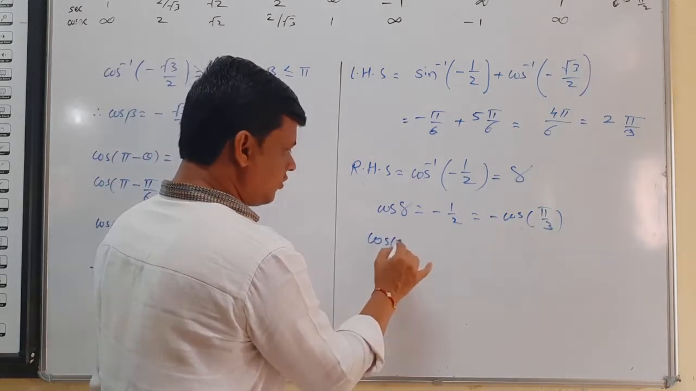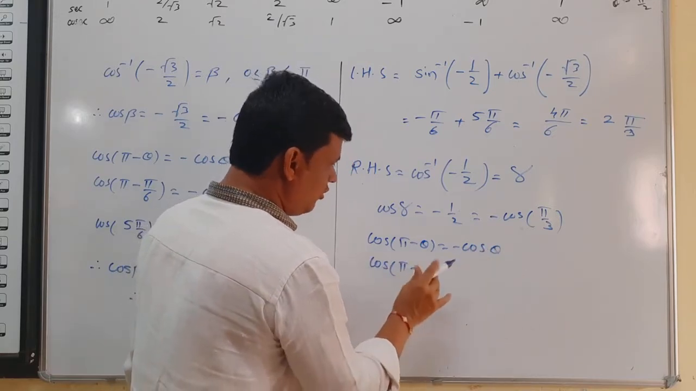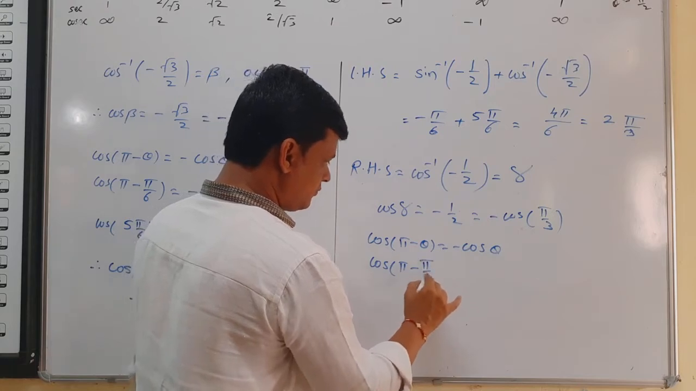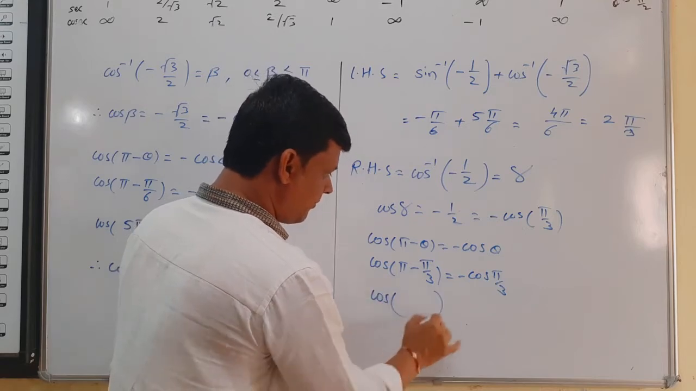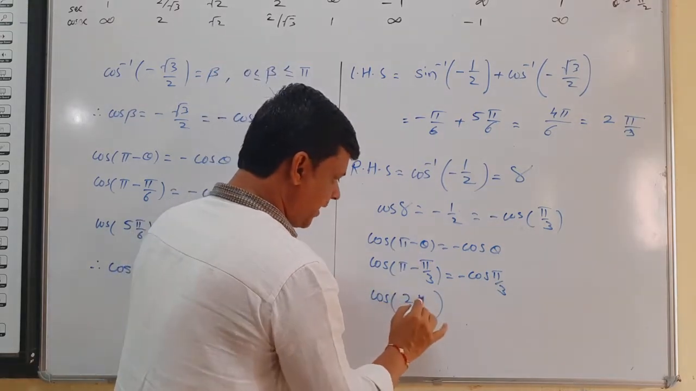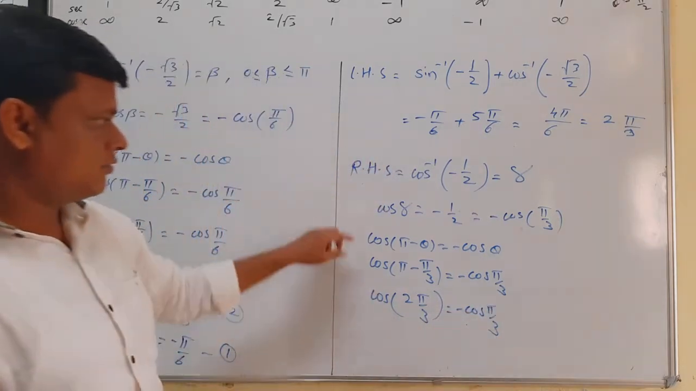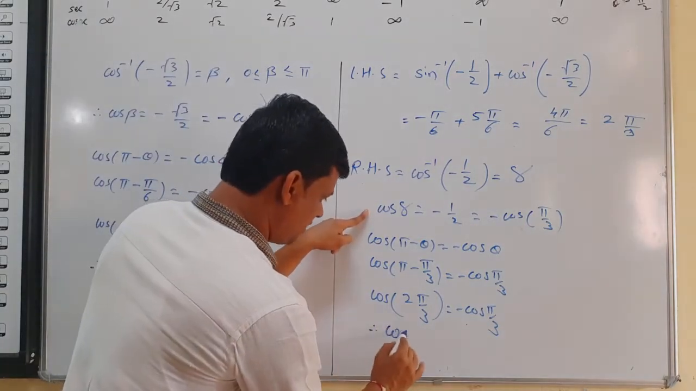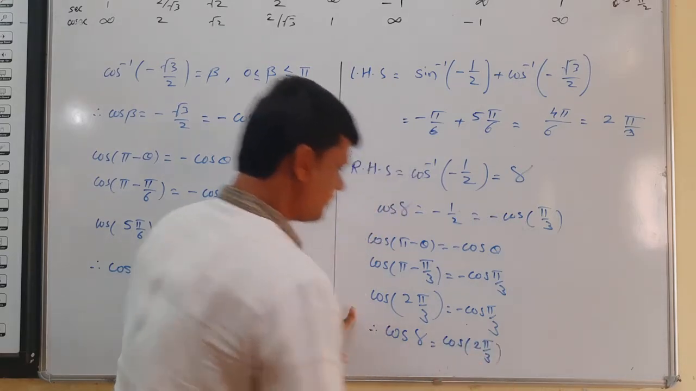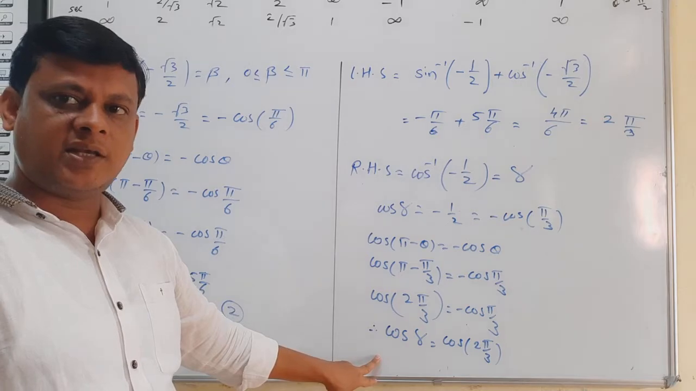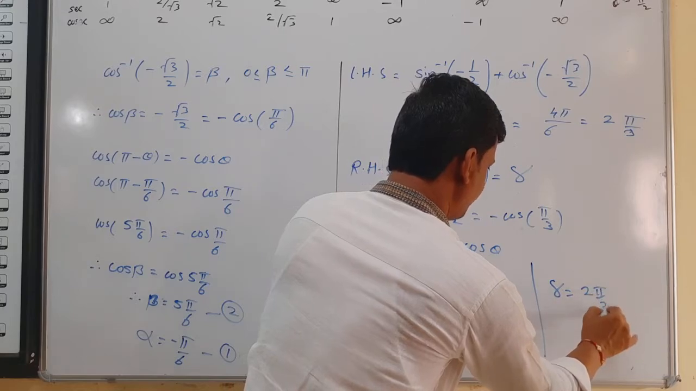So for that we again use cos of pi minus theta is equal to minus cos theta. Now substitute the value of theta as pi by 3. After cross multiplying we get the value 2 pi by 3 is equal to minus cos pi by 3. So we replace here, therefore cos gamma is equal to cos 2 pi by 3. Therefore after comparing this, we get gamma equals 2 pi by 3.